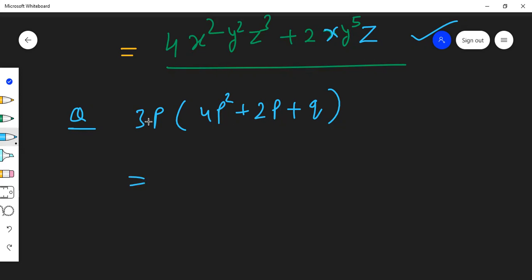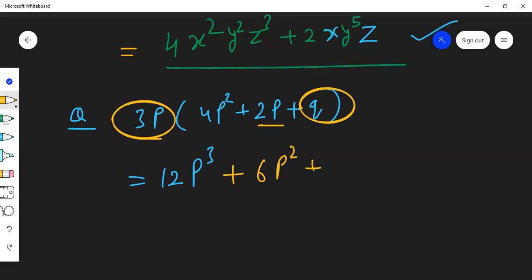What answer do we get? You see, 3 into 4, we get 12. p into p squared, we get p cube, right? Power 1 and 2. And see, this term now gets multiplied with this. 3 into 2 is 6. p to power 1 and 1, p squared. Finally, this term gets multiplied with this. So how much is that? 3pq. So this is the answer, right? So this is how we multiply.